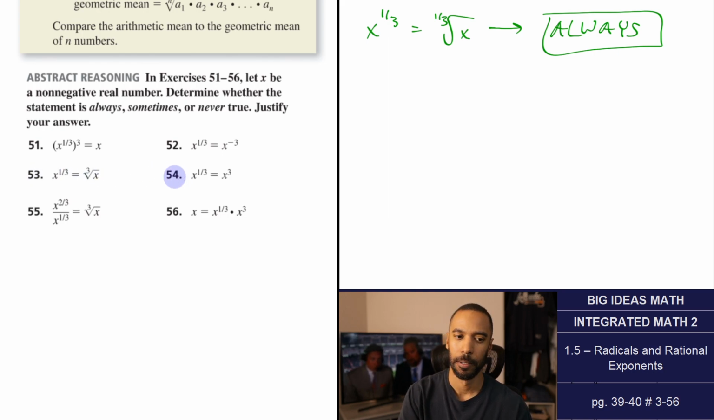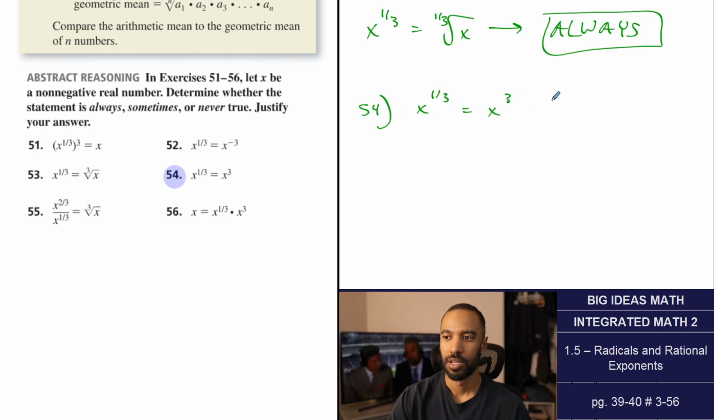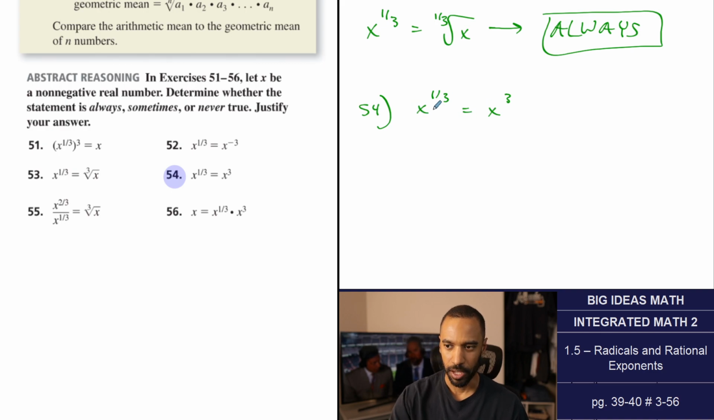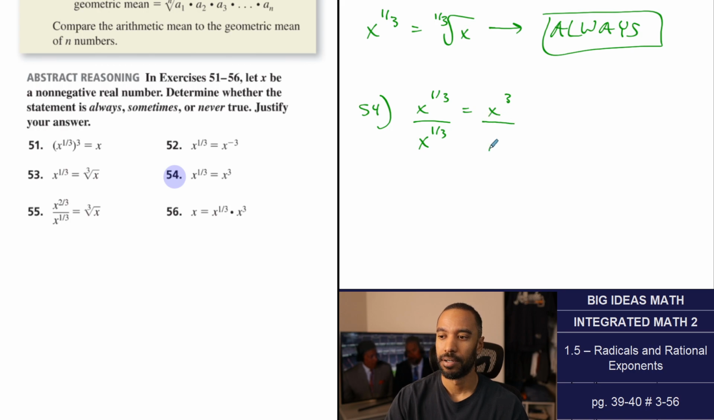Number 54, not necessarily an always. X to the 1/3 equals x cubed. Kind of one of those things like the last one. Let's treat it the same way. Let's do something to these and make it work out. What if I divide both sides by x to the 1/3 power? Just so you can see some other properties in play.